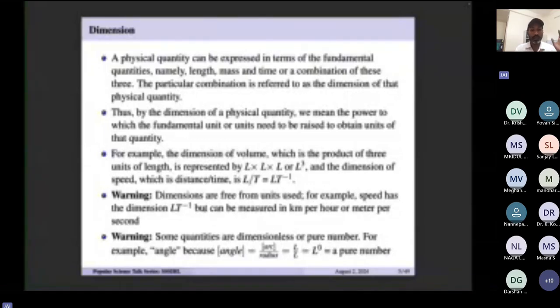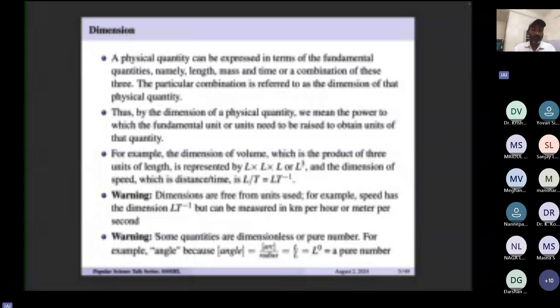But don't associate dimension and unit as being dependent on each other. Dimension may be different, and unit may be different. You can choose the unit on your own, right? For the length, you can use the kilometer. For the time, you can use the second. But the dimension for the speed will be LT^-1.